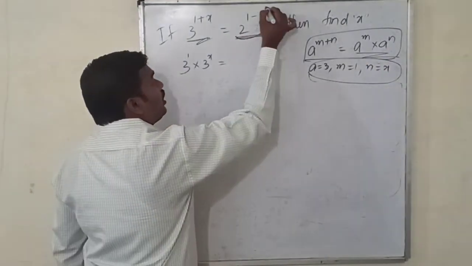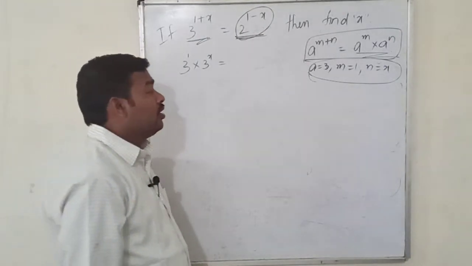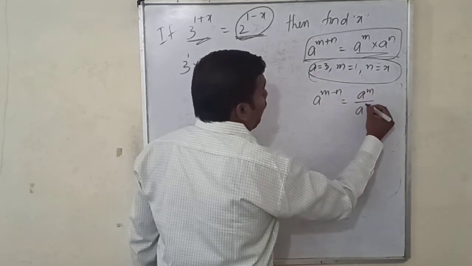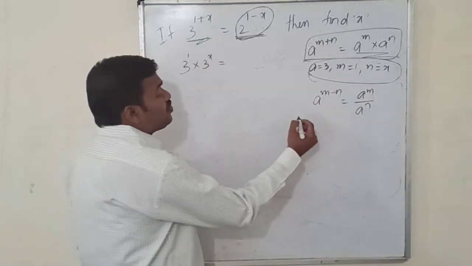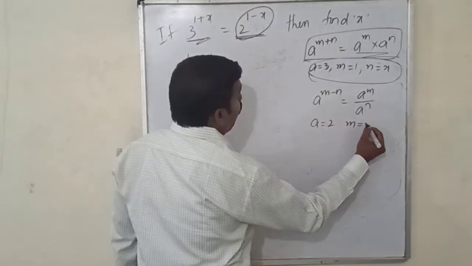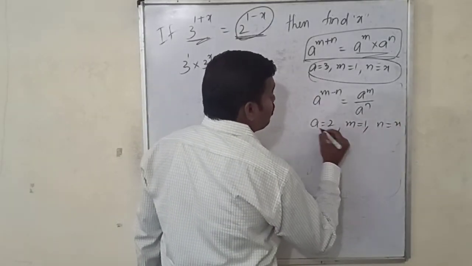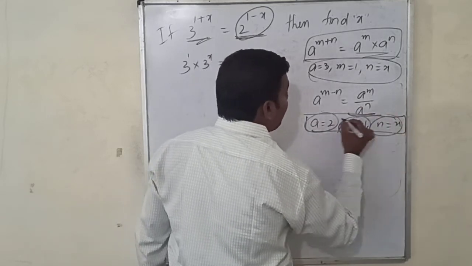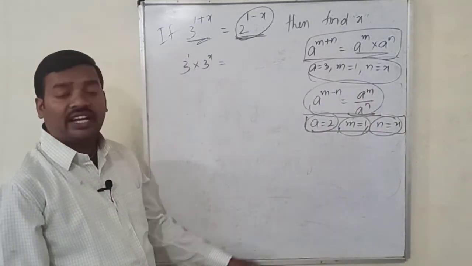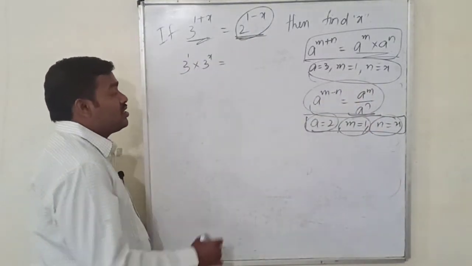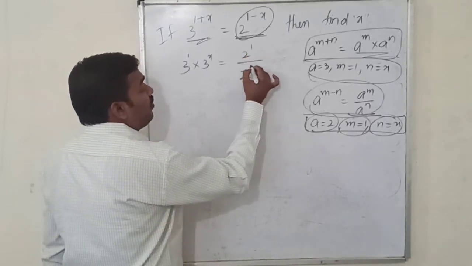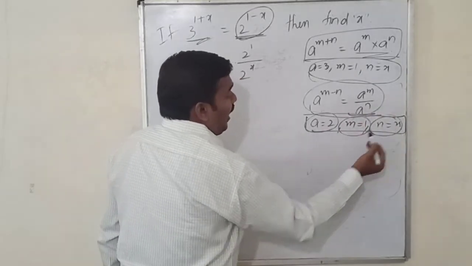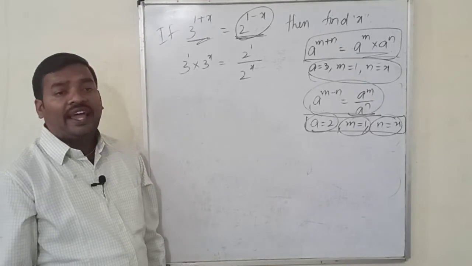Again, here we got a power m minus n. What is the formula for a power m minus n? That will be a power m by a power n. Here in this case we have a as 2, m as 1, n as x. By substituting these values of a, m and n in the formula, we are writing that as 2 power 1 by 2 power x.